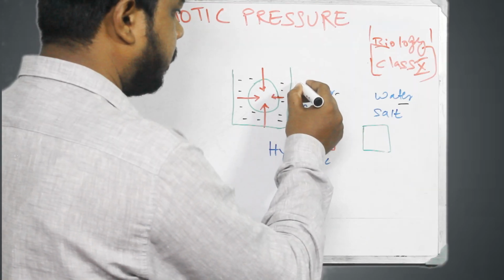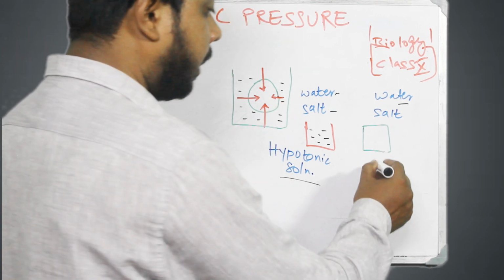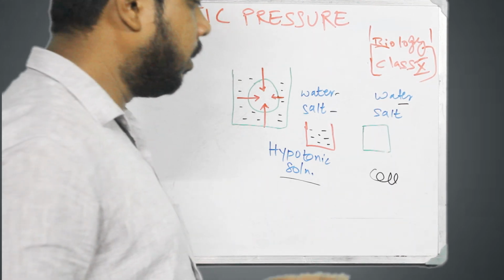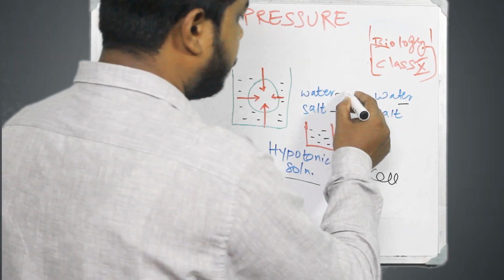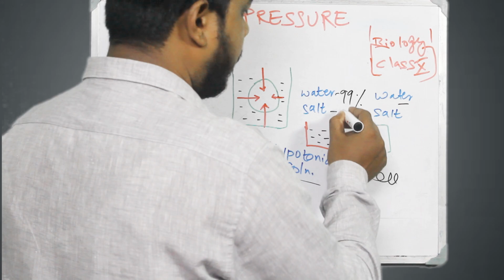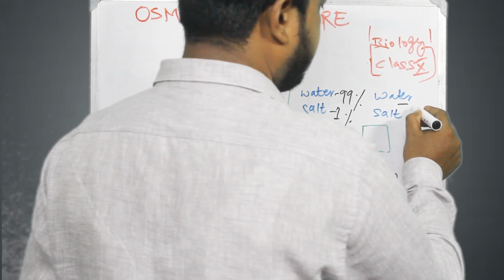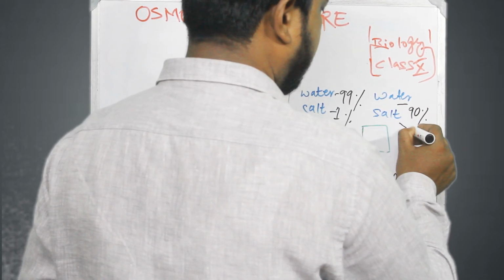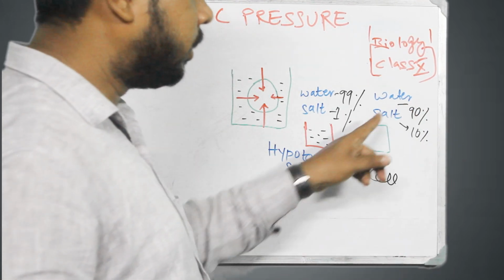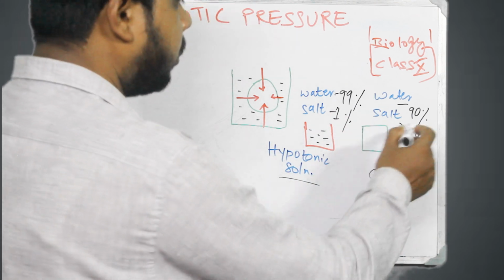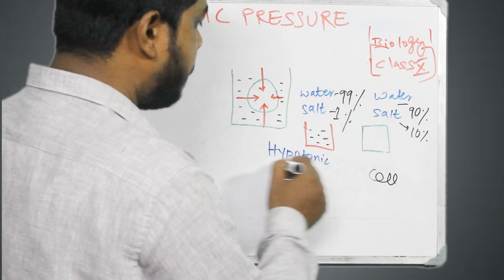This solution is a hypotonic solution. We place a cell, a plant cell, suppose this is a cell, and we place it inside this solution. Let's say this solution is water percentage of 99% and salt 1%. And the cell, the water percentage is 90% and the salt is 10%. That means the cell sap of the cell contains 90% water and salt 10%. Now we place this cell inside this hypotonic solution.